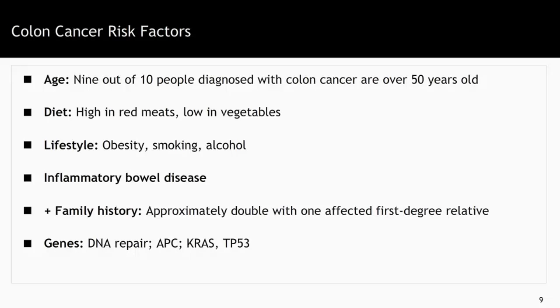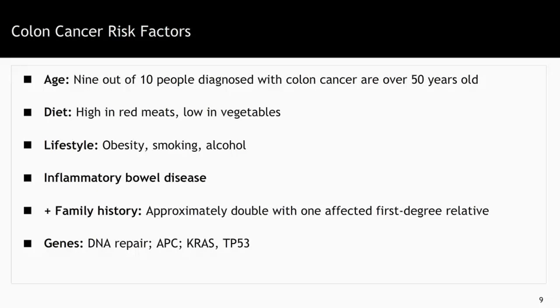What other risk factors for colon cancer are there? Diet. A diet high in red meats and low in vegetables. A low fiber diet is a risk factor for developing colon cancer. If you think about it in its simplest terms, if you don't eat vegetables, you don't have a lot of fiber cleaning out the colon as it traverses through, allowing damage to the colon over a lifetime.